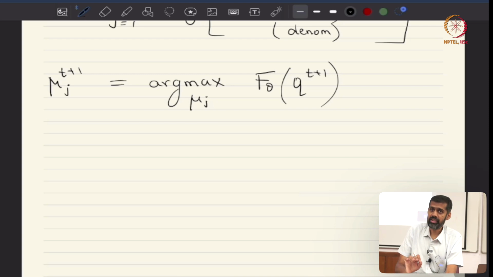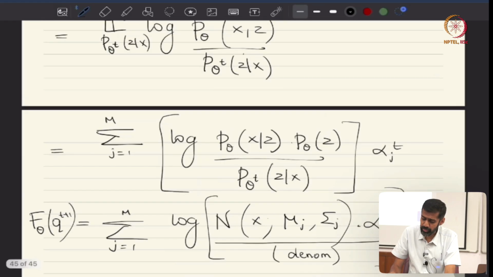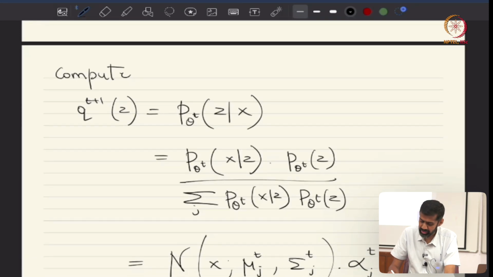See this EM algorithm, 5 more minutes. This EM algorithm is general enough in the sense that you can apply it for any latent variable model. The only requirement is that if you want to apply it, you will have to have access to the correct variational distribution, which is the posterior of z given x. So why was this possible in this particular case?